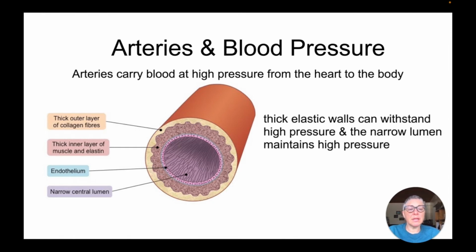So we have these thick elastic walls that are going to withstand the high pressure, and we have this narrow lumen that is going to maintain the high pressure. Remember, the blood has to reach various areas of the body, including the head and the feet, and so it has a long distance to go. It has vital organs that need to get those nutrients as quickly as possible, and so maintaining that high pressure is going to be very important. And so that's where the size of the lumen comes in.